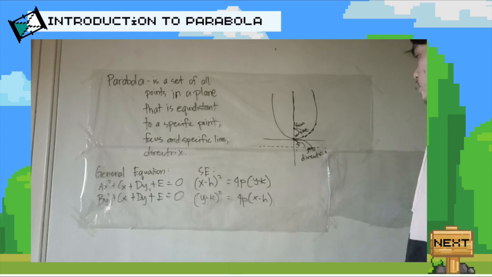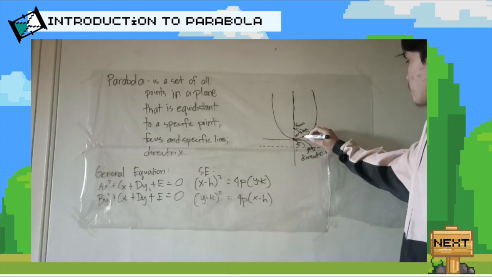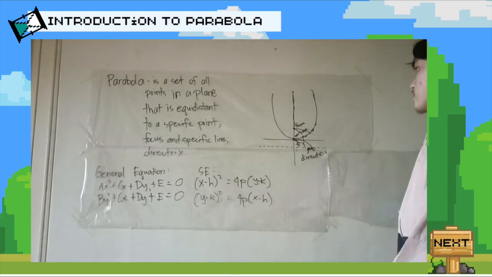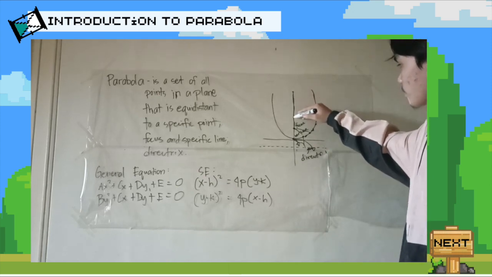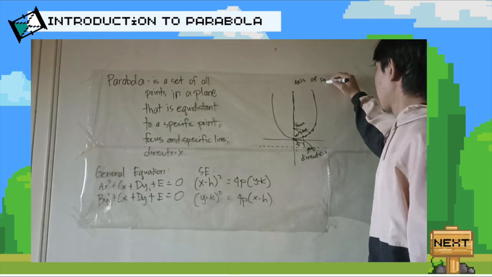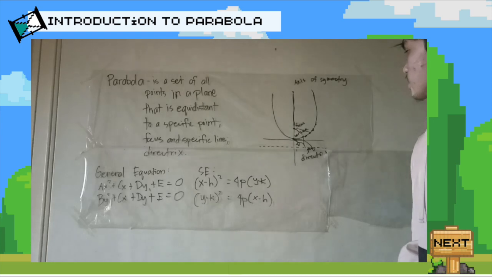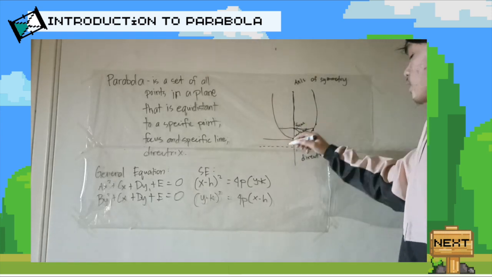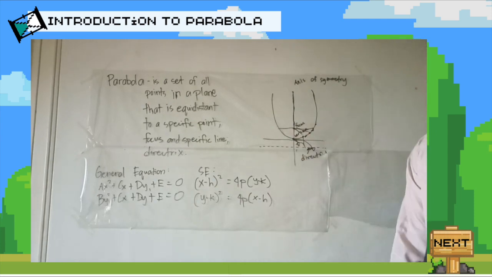The distance from here is equidistant to the distance from vertex to directrix and points to directrix. So just like that. And this point right here that passes through focus is called axis of symmetry. And we also have latus rectum. It is a line segment that passes through focus.